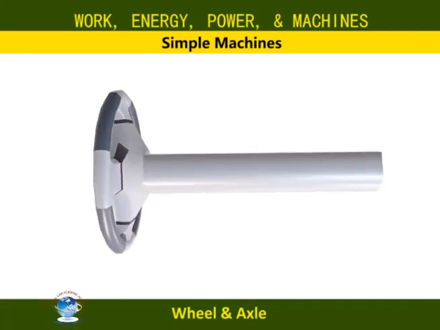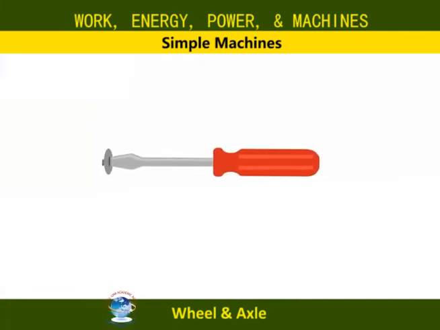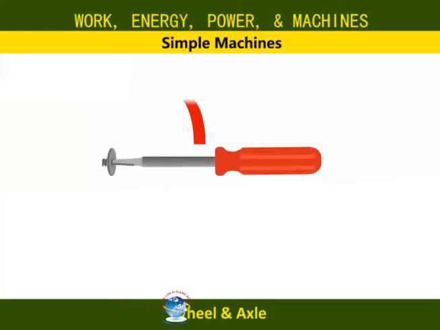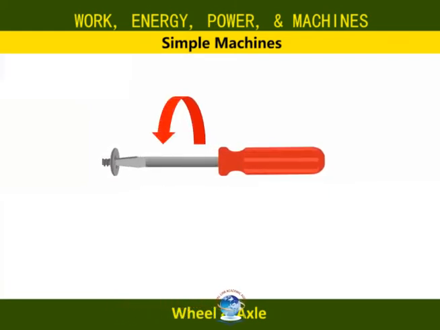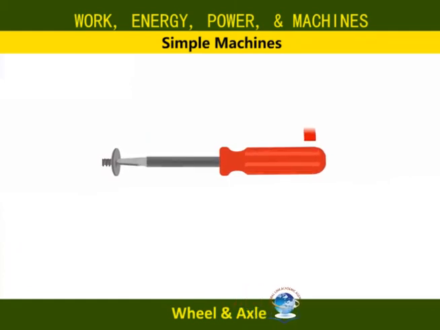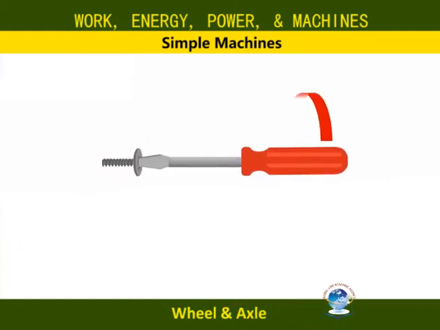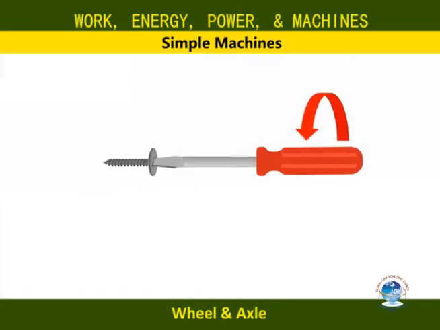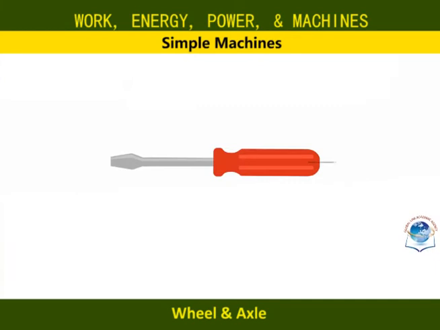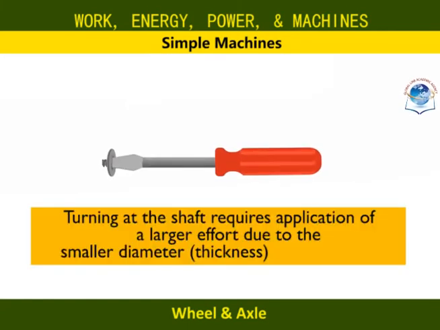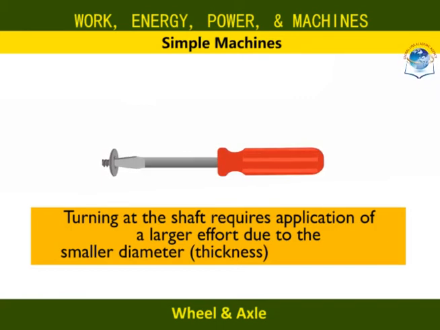For instance, if you take a screwdriver and try to open a screw by turning at the shaft, it will be difficult. But when we open the screw by turning the screwdriver by the handle, it is much easier. This is an example of wheel and axle. The handle is the wheel, as its diameter is greater than that of the shaft, which is the axle. When turning at the shaft, we need to apply a lot of effort, and this is because of the small diameter.